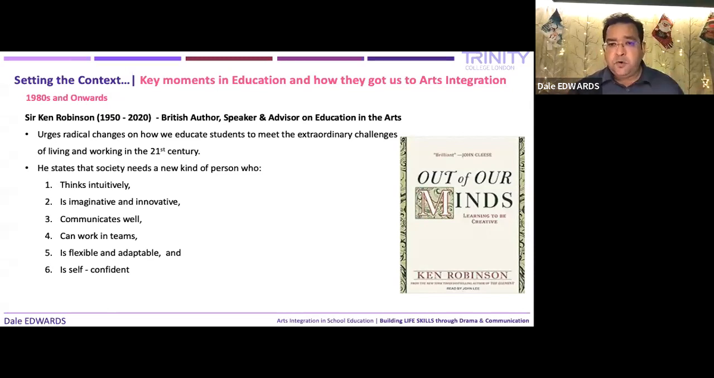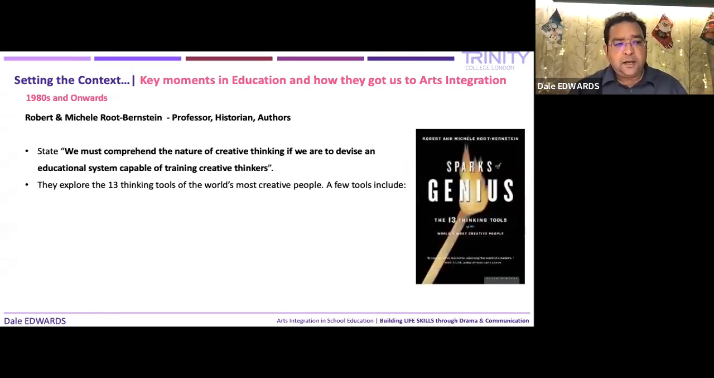Once you are secure in what you know and secure in what you do, and most importantly, secure in how to apply it, that self-confidence is born. But then there was also work done by several others, including Robert and Michelle Ruth Bernstein.